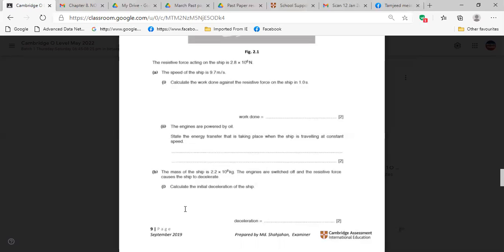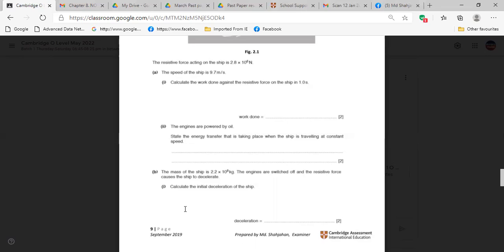Done, sir. Yeah, continue next. The mass of the ship is 2.2 into 10 to the power 8 kg. The engines are switched off and the resistive force causes the ship to decelerate. Calculate the initial deceleration of the ship. Yeah, what is the initial deceleration? How can we calculate deceleration?